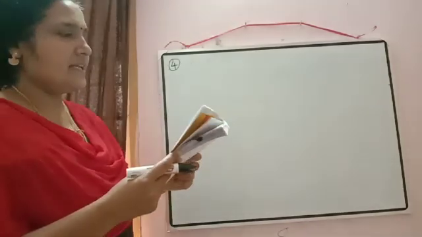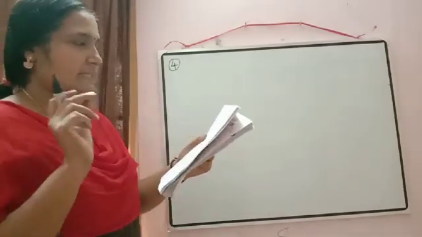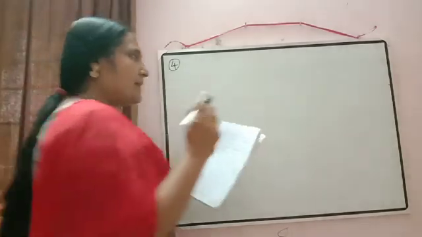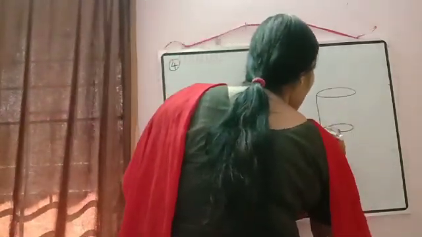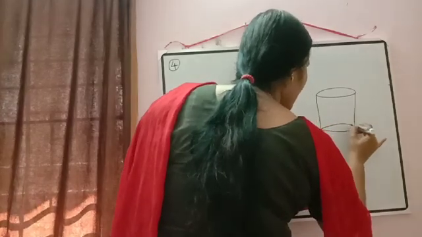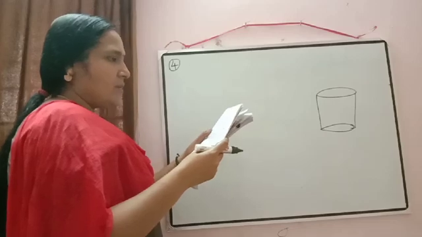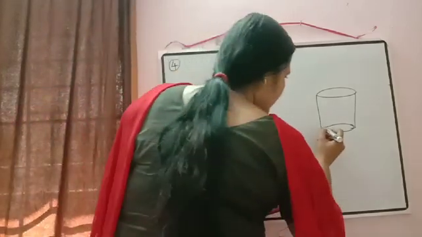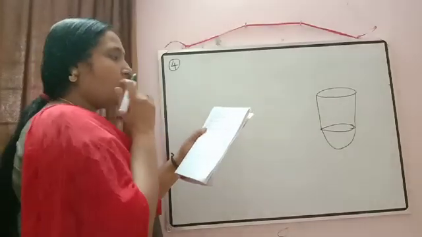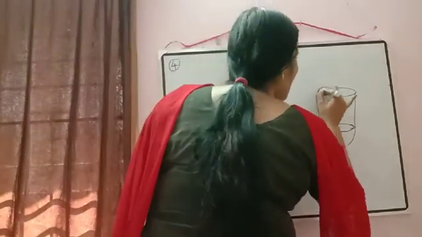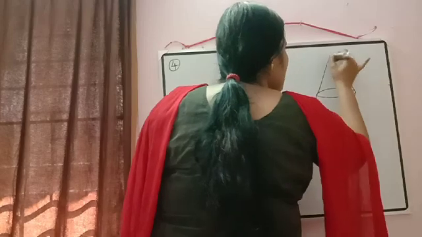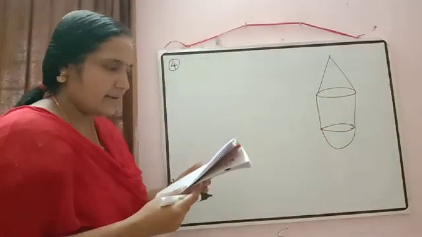Now next question, it is written, a toy is in the shape of a right circular cylinder. And then what is the information? With a hemisphere on one end and a cone on the other end. So in this way we have the figure.